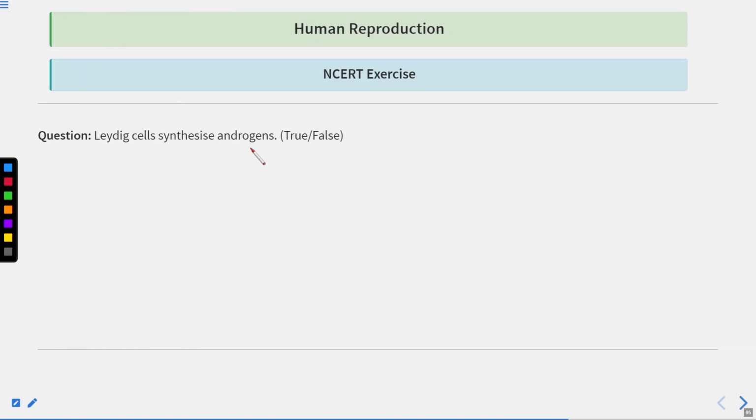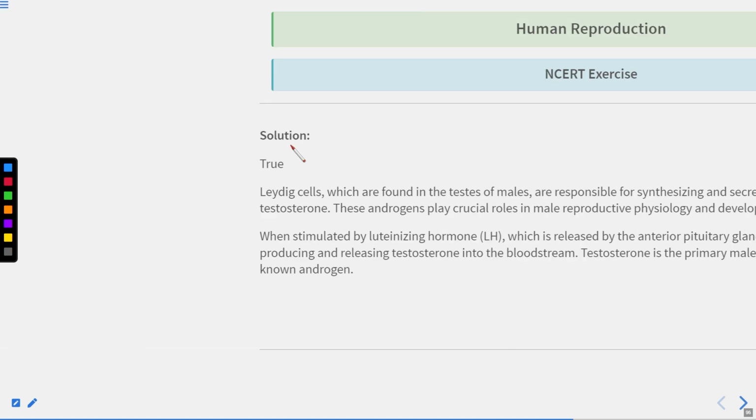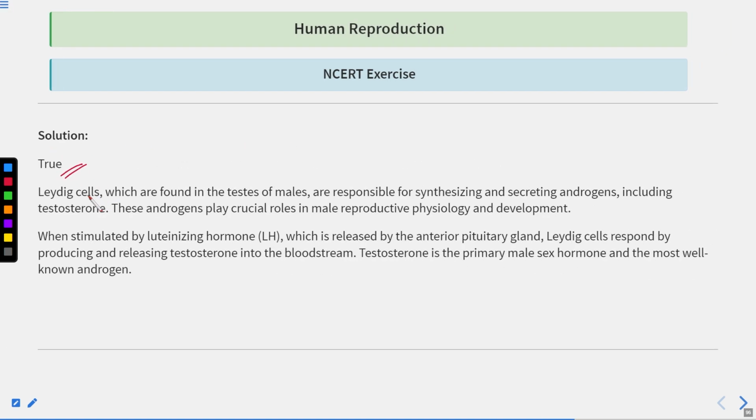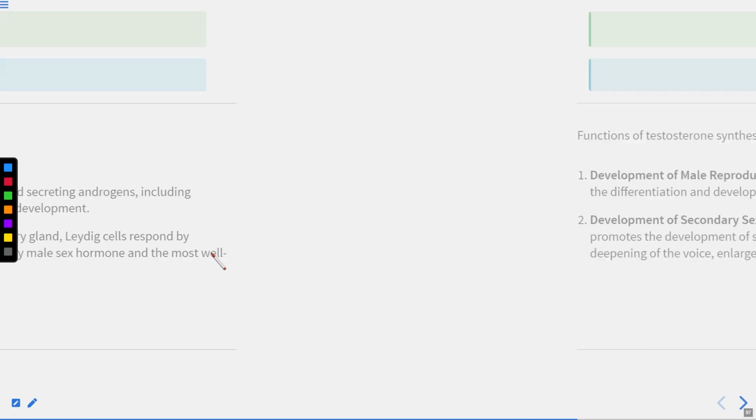Now, Leydig cells synthesize androgen. Is this true or false? So it is true, obviously, because Leydig cells, which are found in the testes of the males, secrete the androgens, including testosterone. Now, when stimulated by the luteinizing hormone, the Leydig cells secrete testosterone. This we already know. Clear?